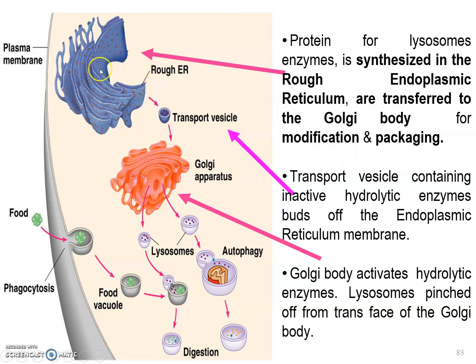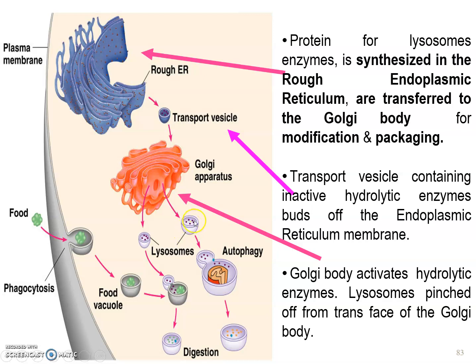From the rough ER, the ribosome produces the protein. Ribosome produces the protein and then it will be sent to the rough ER. Then the protein will be packaged inside the transport vesicle and sent to the Golgi body. The Golgi body will help to repackage it to become the hydrolytic enzyme, and then it buds off and becomes the lysosome.